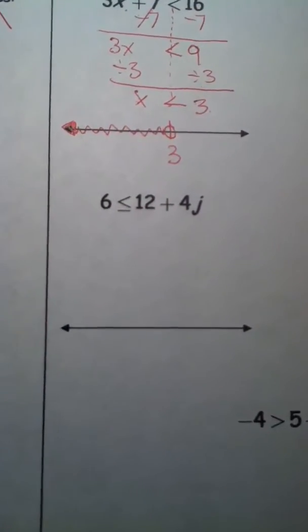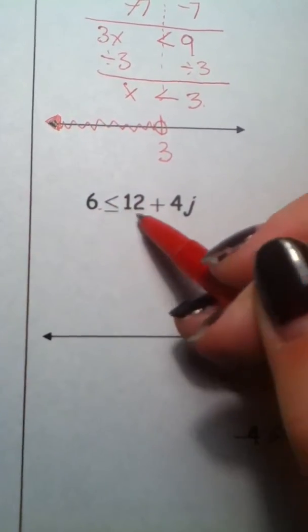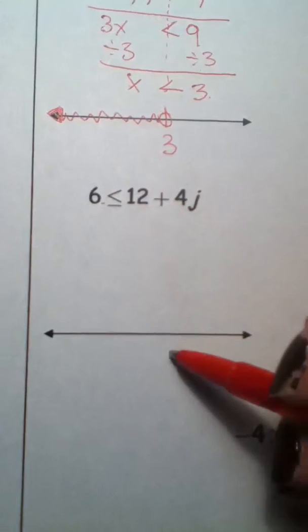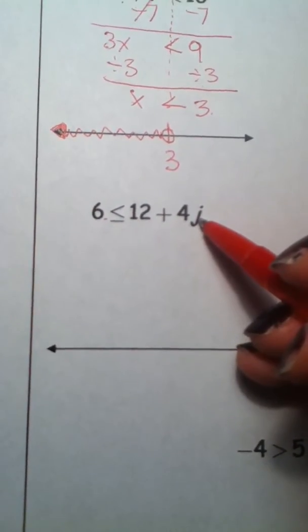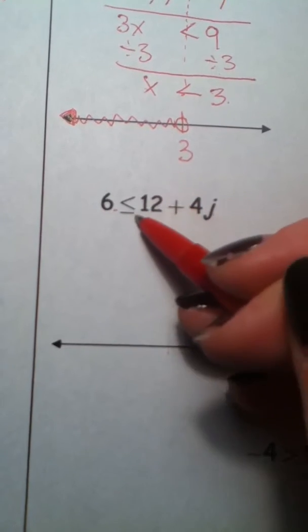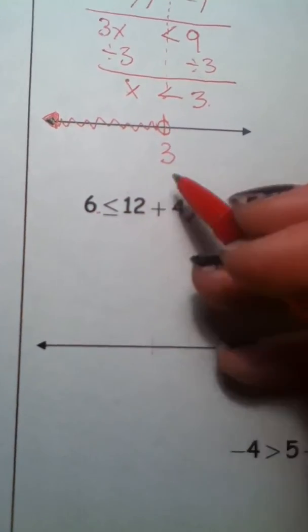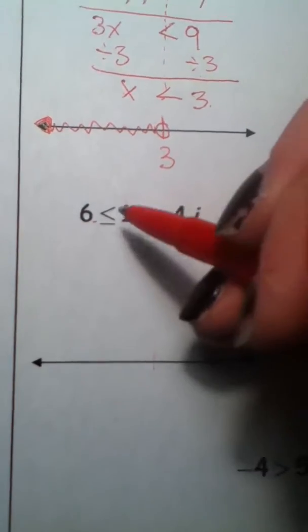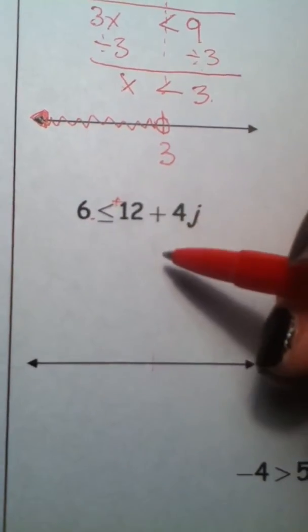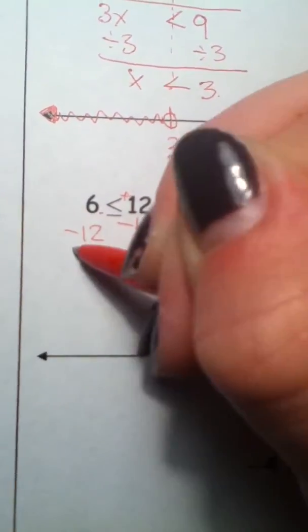Next example, we've got 6 is less than or equal to 12 plus 4j. Now, I want to get this variable by itself, but right now I got to get rid of this 12. Now think, am I going to add 12 to both sides or subtract 12? Right now this is a positive 12, so I need to do the opposite. I need to subtract 12 from both sides.